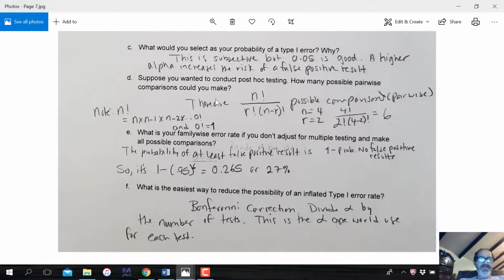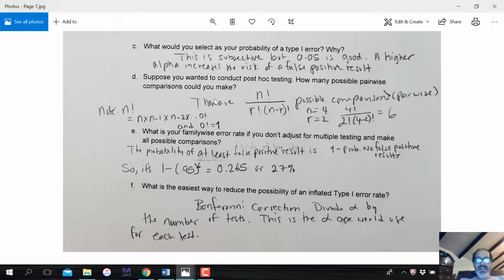Here's another one. Suppose you wanted to conduct post hoc testing. Post hoc means after the fact, right? How many possible pairwise comparisons could we do? Dang, that's a good one. This is the binomial coefficient. It tells us how many ways we can arrange n things r at a time. So these are post hoc pairwise comparisons.